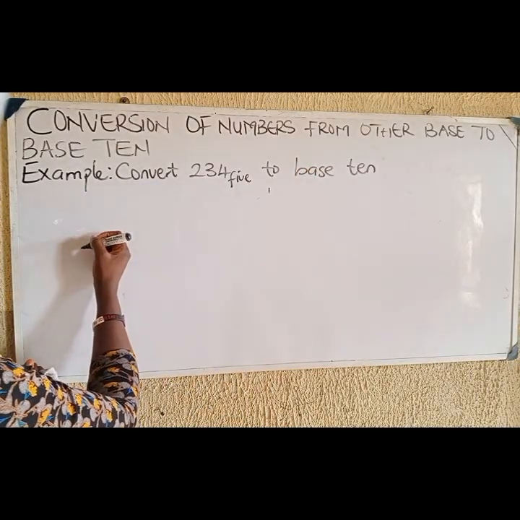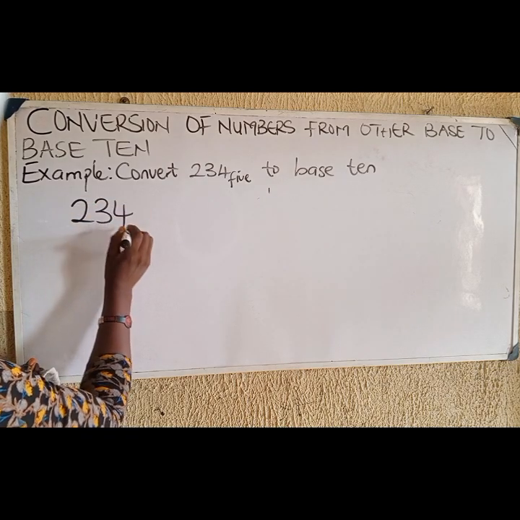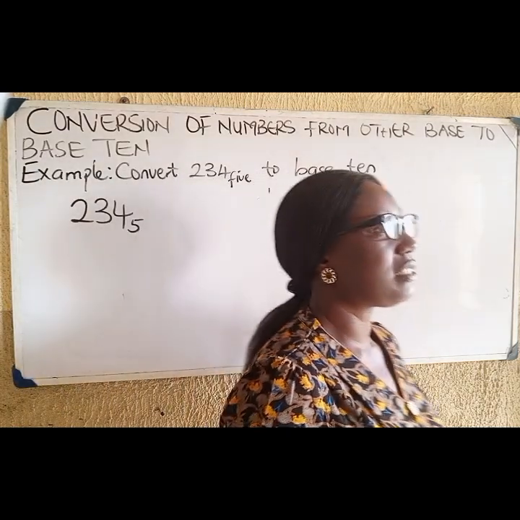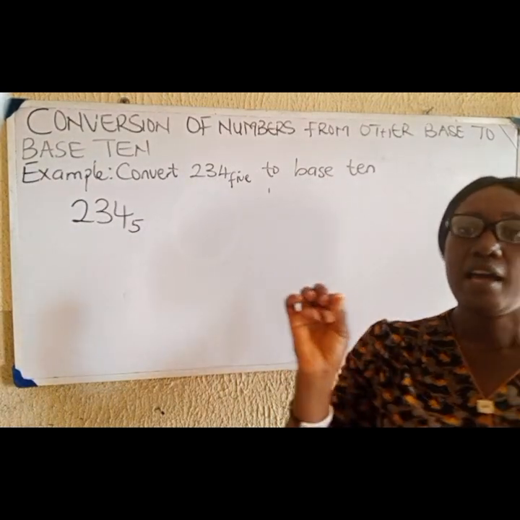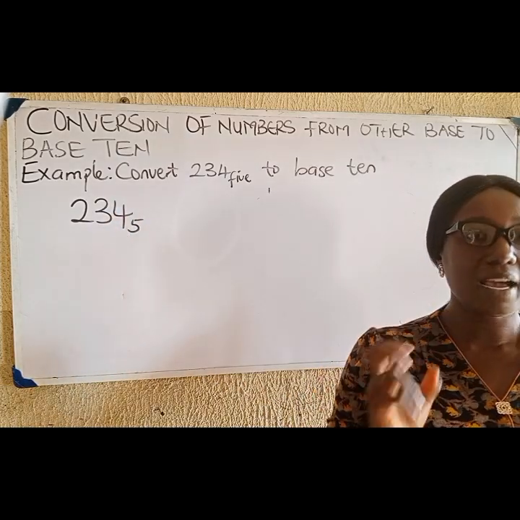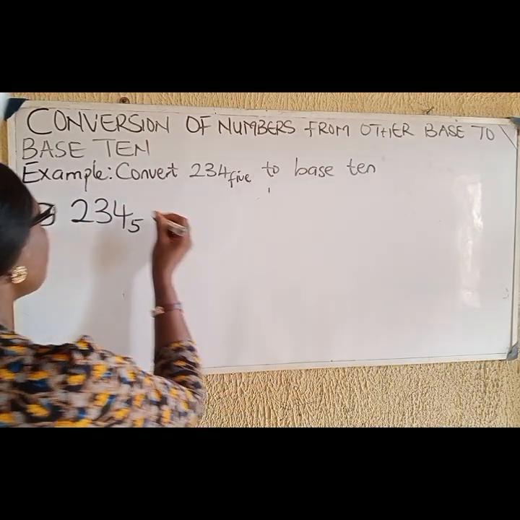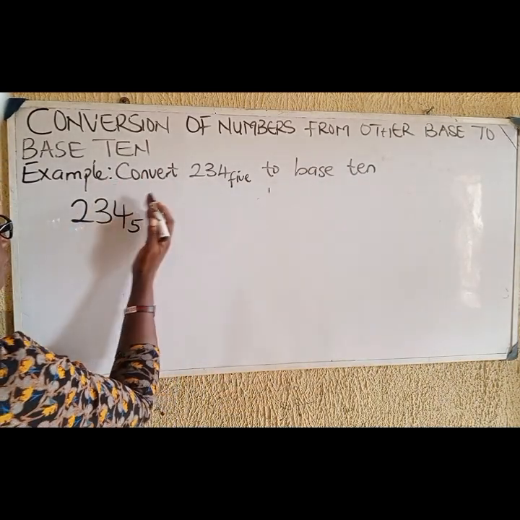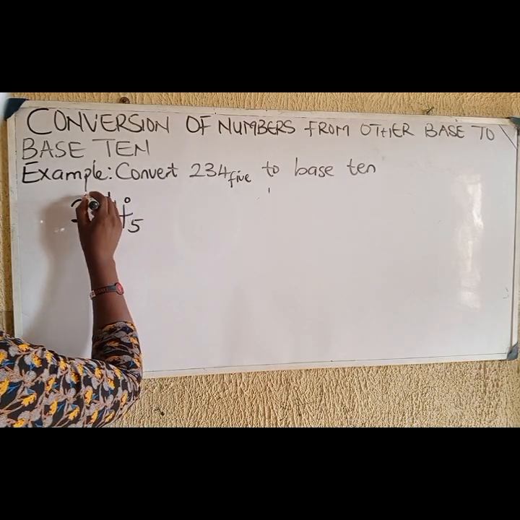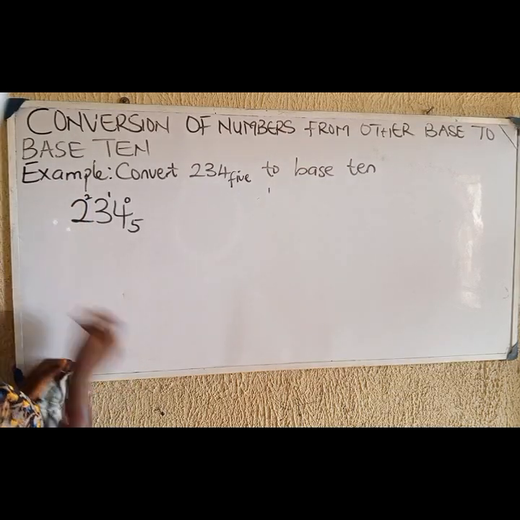Now, watch out and see the procedure. I have 234 base 5. I should convert it to base 10. In converting to base 10, I have to assign digits to these numbers, starting from the right. So the first thing I will do is assign digits from 0, starting from right to left. So I have 0, 1, 2. If there's another number here, I'll label it 3, and so on.